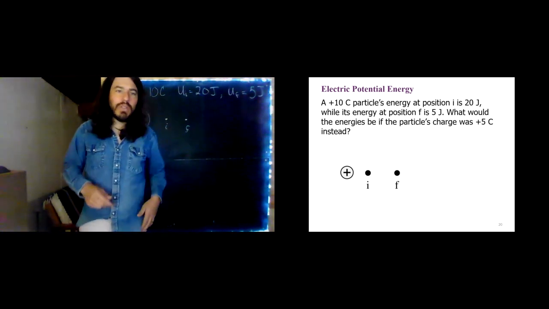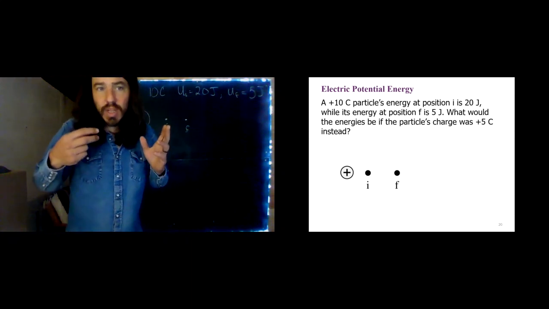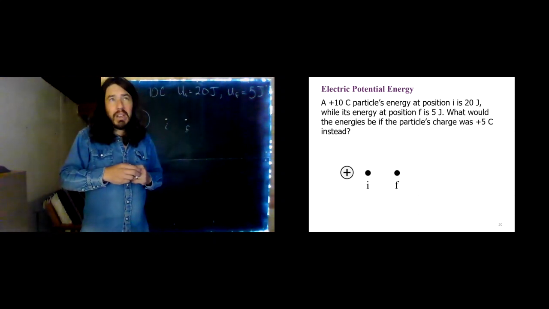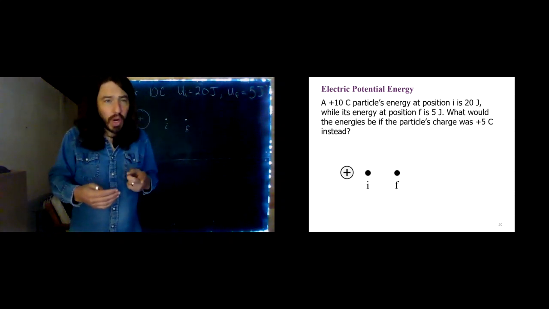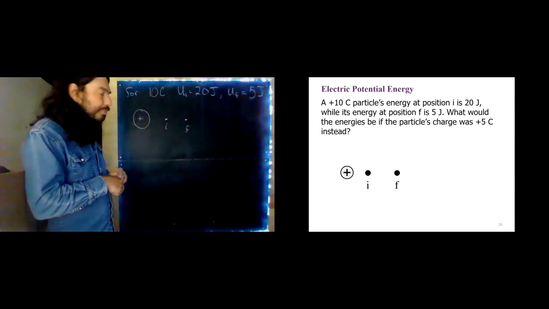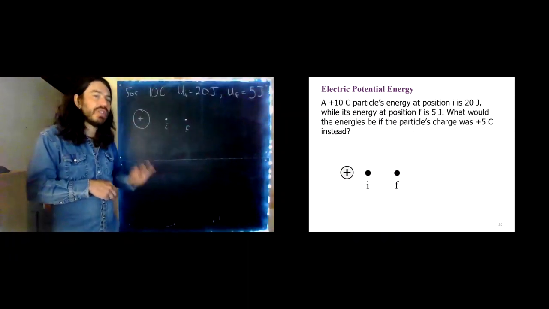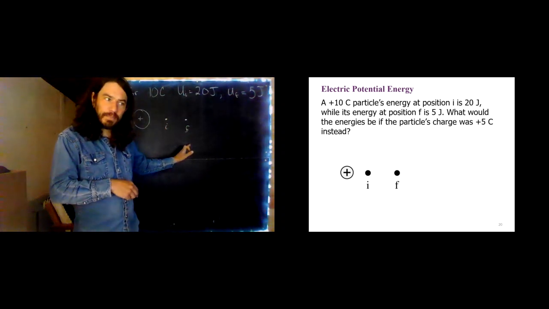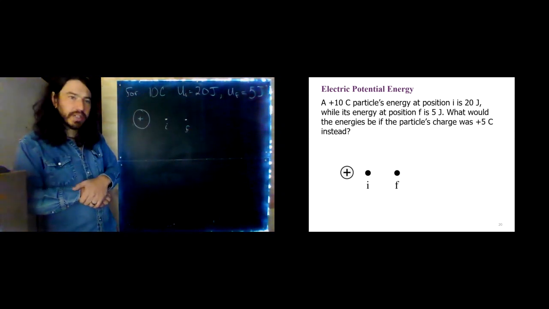Well, I hope just intuitively it seems reasonable that if it's got a smaller charge, then it's going to have a smaller amount of energy. And maybe we could even guess that if it's half the charge, it might have half the energy. But let's make sure. Let's do the math and make sure that that's the way it's going to work out. So in order to do this, let's find what the potential is at I and what the potential is at F. Now notice that's different from potential energy. Remember, potential and potential energy are different.